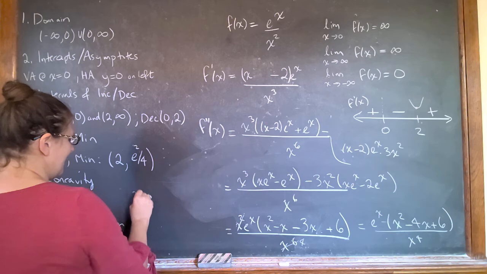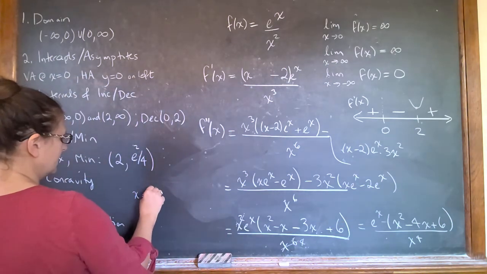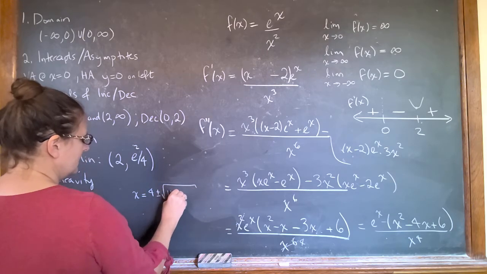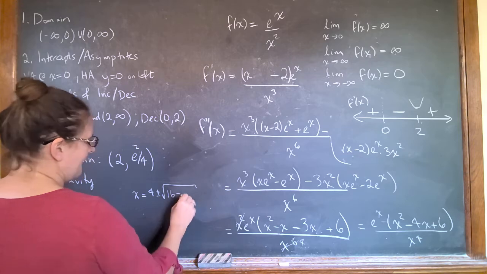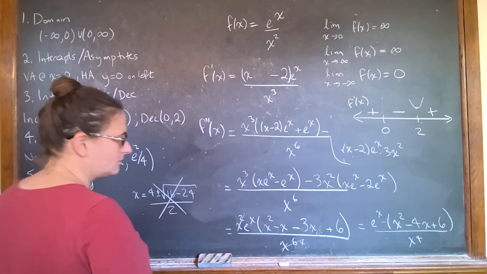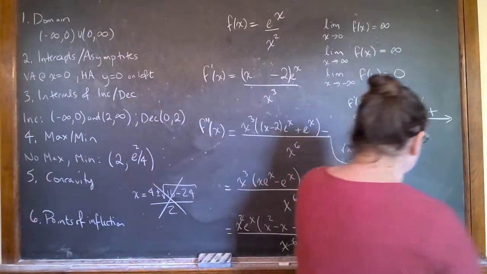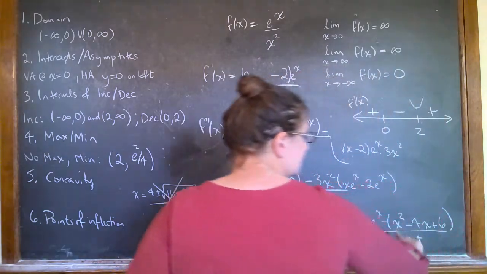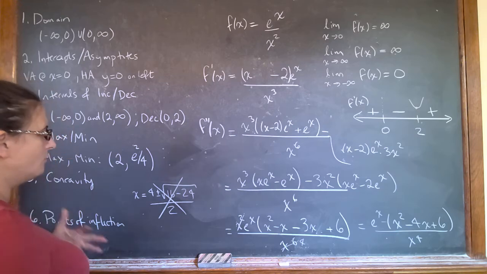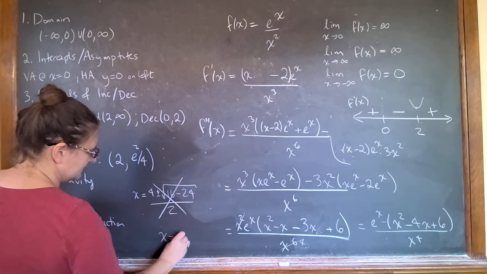So if I'm going to set this quadratic equal to 0, it's going to be minus b plus minus the square root of b squared, which would be 16, minus 4ac, 24. Okay, this has no real roots. All right, that's fine. And so it's just kind of what I expected. But so this top is never 0, and the bottom is only 0 at 0. So the only place where this thing can change concavity is at x equals 0.